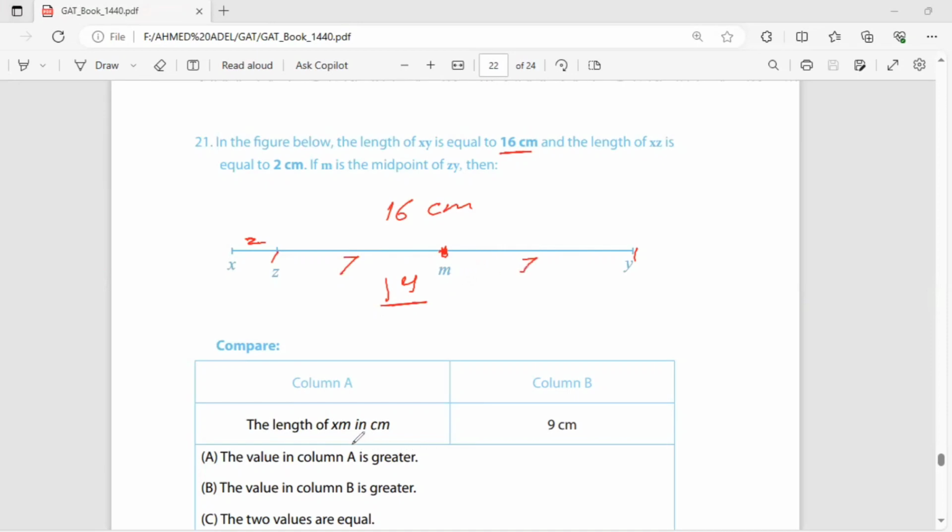He asked me to find the length of xm. xm equals 2 plus 7 equals 9 centimeters. And here the second value equals 9 centimeters. So here the two values are equal. Both of them equal 9.